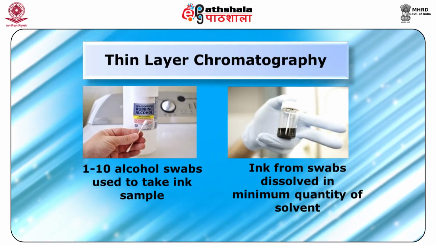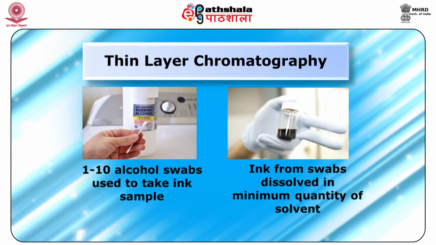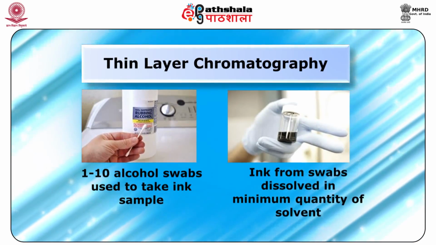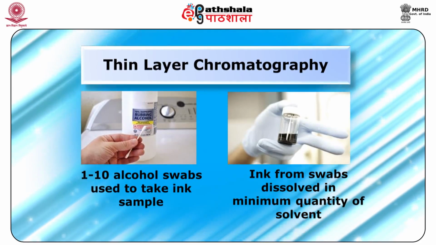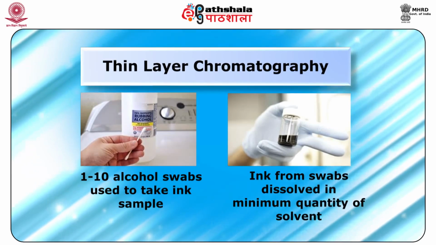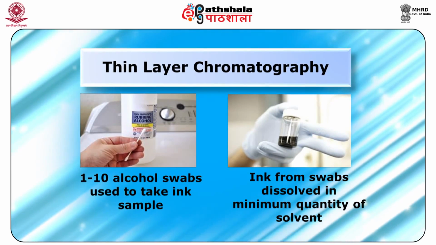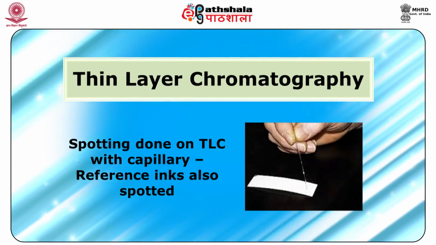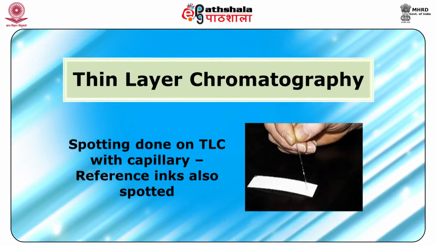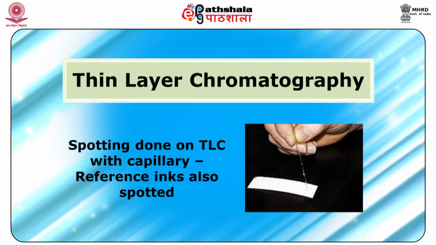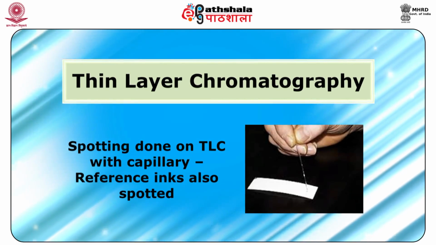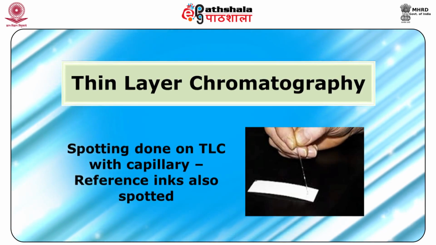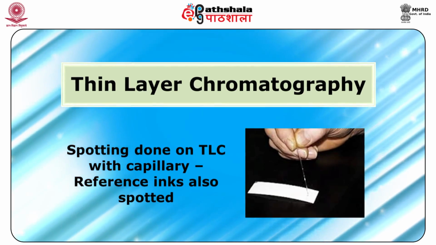Depending upon the amount of ink deposited on the paper, 1 to 10 plugs of ink are removed with the help of a spatula or hypodermic needle, and the ink is dissolved in the minimum quantity of a suitable solvent. A few microliters of the solution are spotted with a capillary tube onto the layer on the thin layer plate, and the plate is then placed in a closed jar having selected solvents in a fixed ratio.